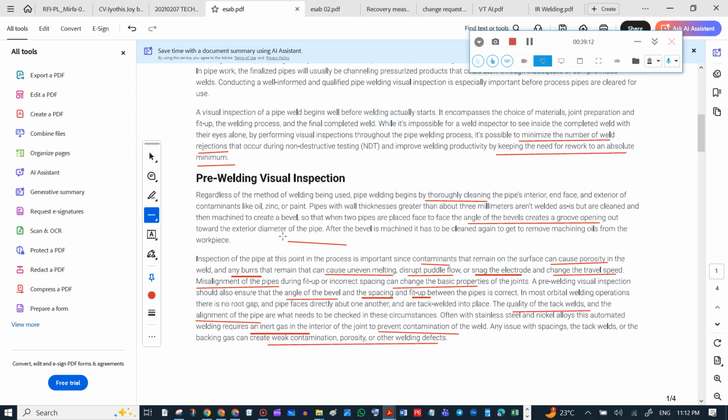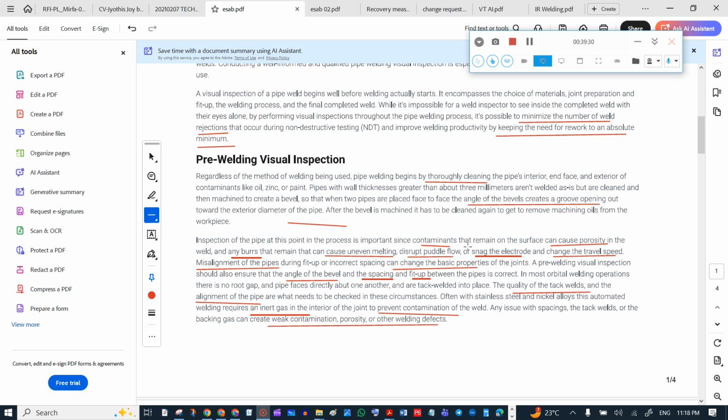So it is mentioning the cleaning before starting the welding. Some contaminants such as oil and so on will cause porosity. Like we said, contaminants will cause porosity. Any burrs that remain can cause uneven melting, disrupt puddle flow, or snag the electrode, change the travel speed, cause misalignment of the pipes, and change the basic properties such as fatigue life.